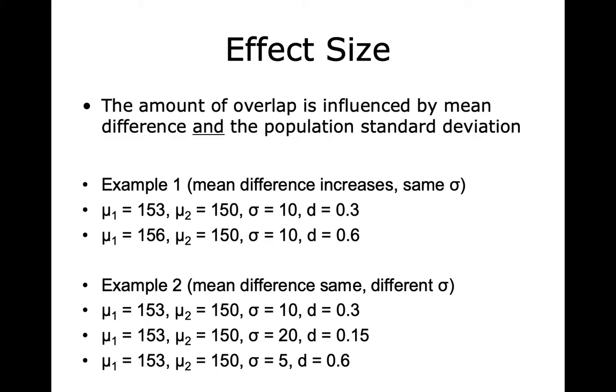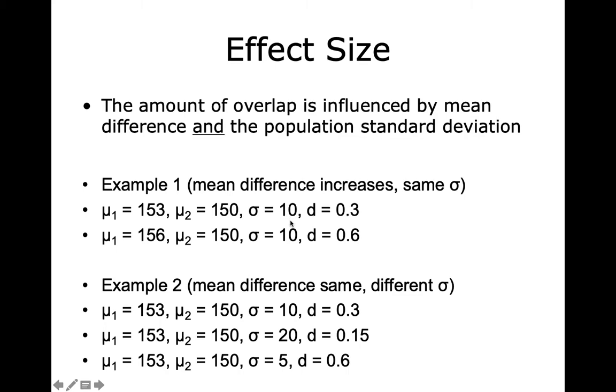Again, the principle is that the amount of overlap is influenced by the mean difference as well as the population standard deviation. So with example 1, I present some numbers where the mean difference increases but the standard deviation is the same. Right here, this is the effect size we had previously calculated, where our LSAT class increased scores by 3 points. So we had a mean difference of 3 and a standard deviation of 10.